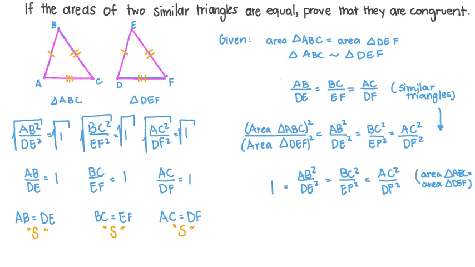We know that these two triangles must be congruent because all of their corresponding sides are equal. They are proven congruent by side, side, side.